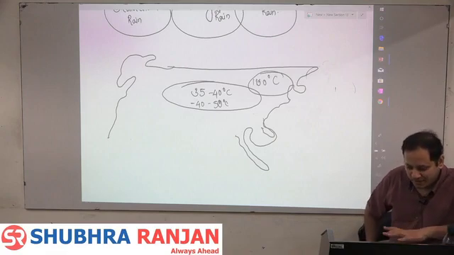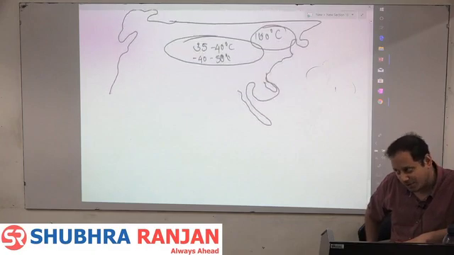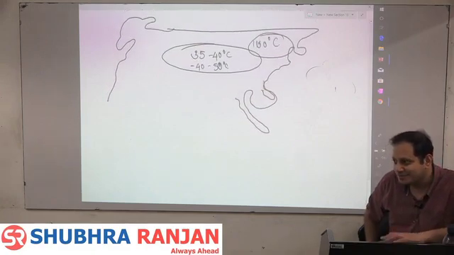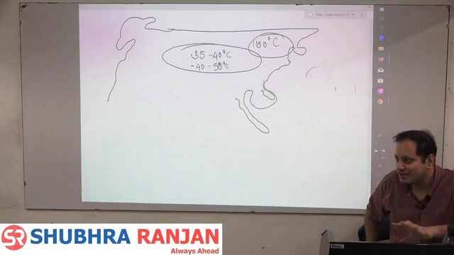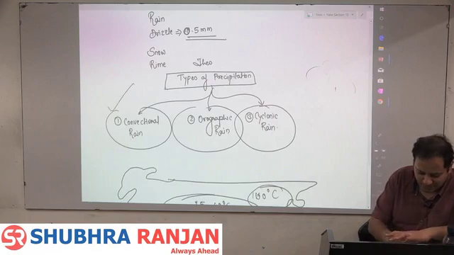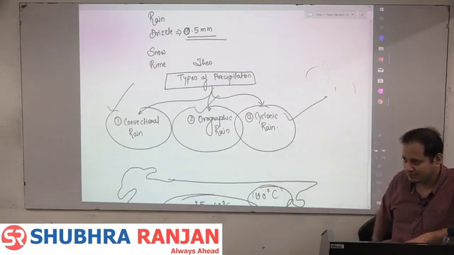Understanding? Convectional rainfall has fronts also, that is different. That is cyclonic rainfall. There are 3 kinds of rainfall: convectional, orographic, frontal. This is the frontal rainfall.